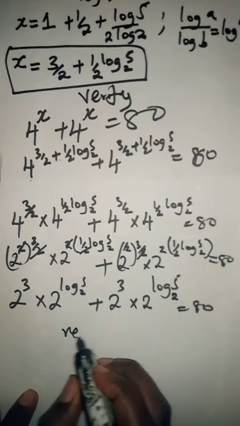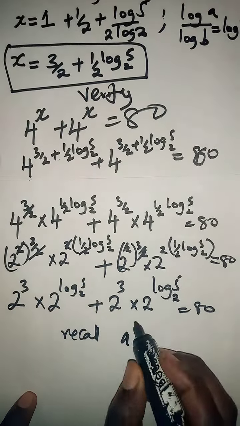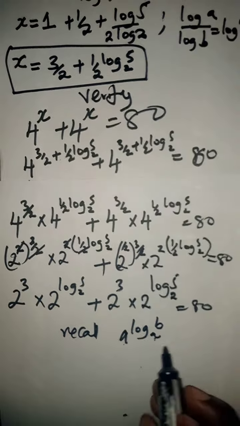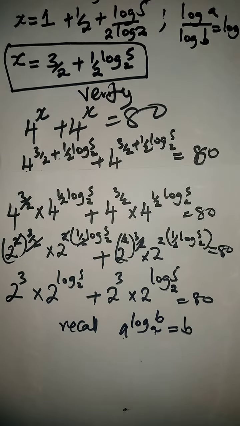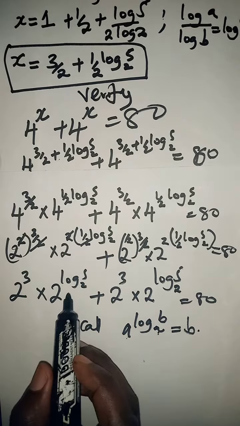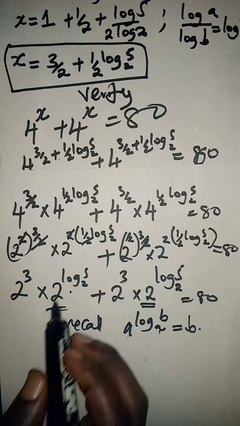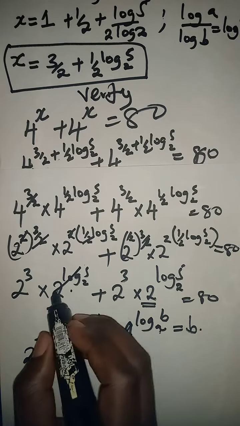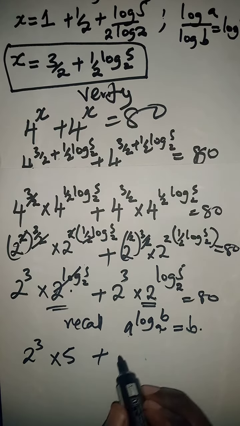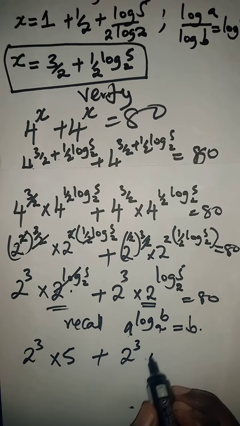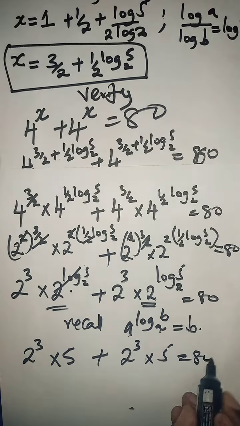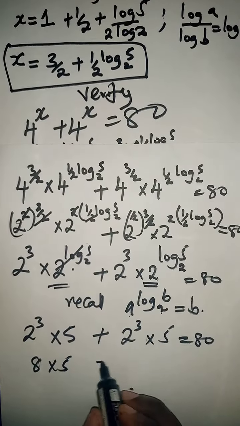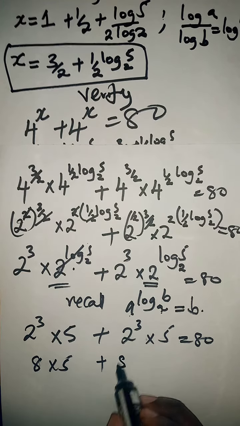So guys, you can recall again that wherever you have a to the power of log b base a, since the bases are the same, this automatically becomes b. Rewriting this and applying it here and here, my equation now changes to 2 power 3 times this, and this cancels, and then you remain with 5. The same applies to this: 2 power 3 times 5 is equal to 80. Of course, 2 power 3 is 8 times 5, and here 2 power 3 is also 8 times 5.